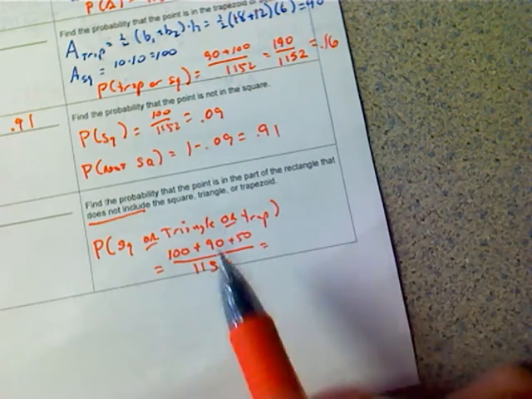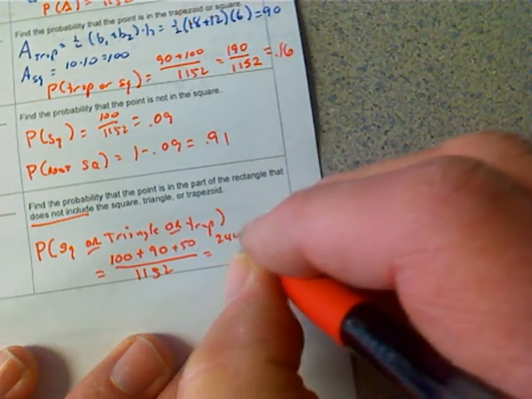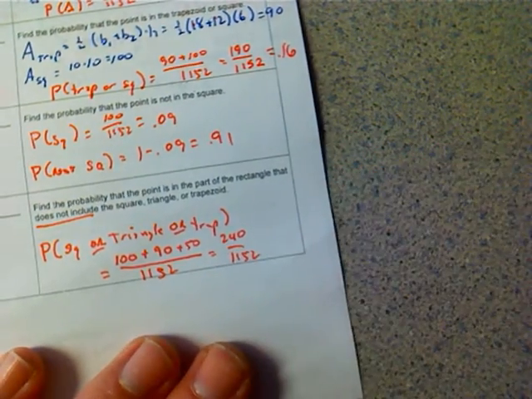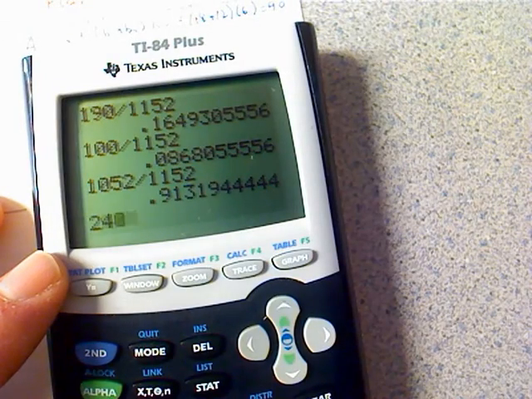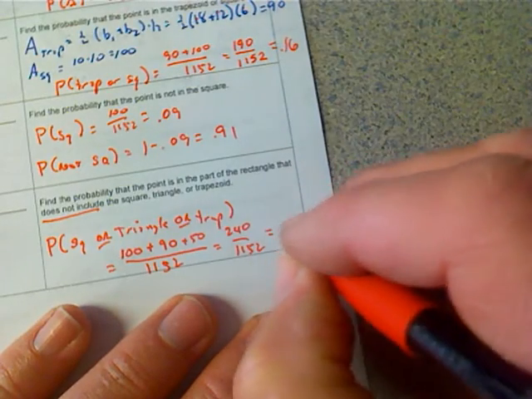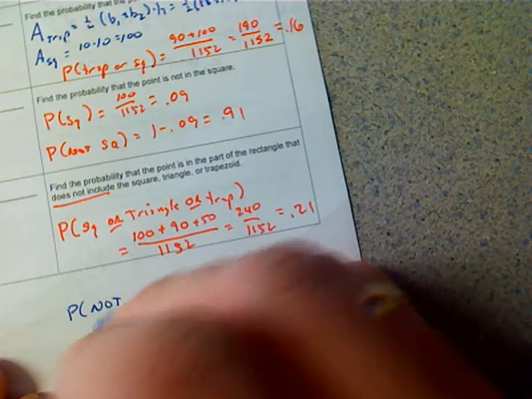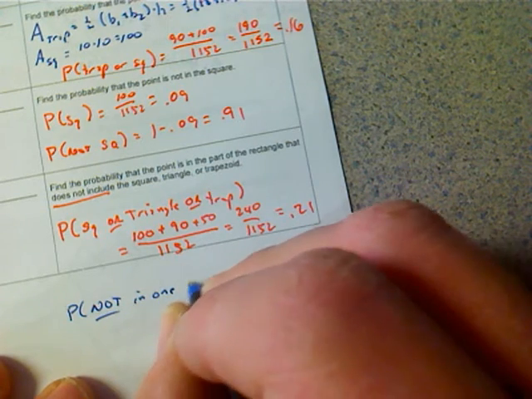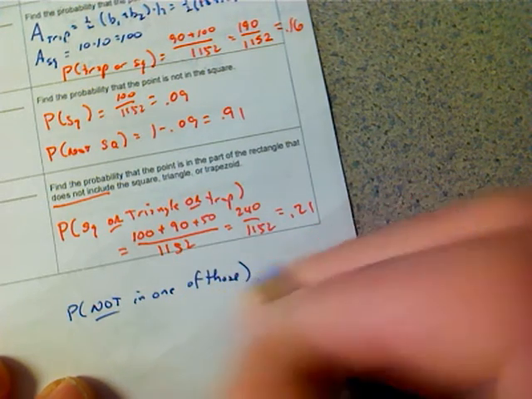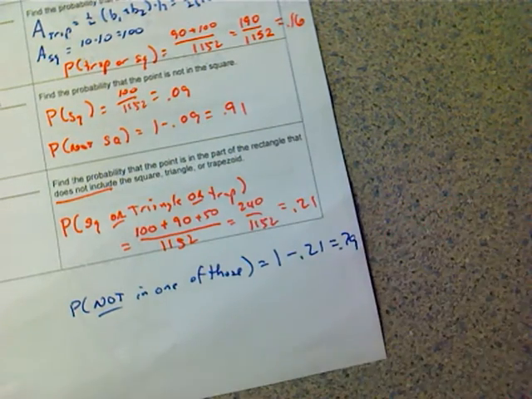Now this is the area that is in these things. So that's 190 plus 50. That's 240 divided by 1152, 21%. So the probability it's not in one of those is 1 minus 0.21, or 79%.